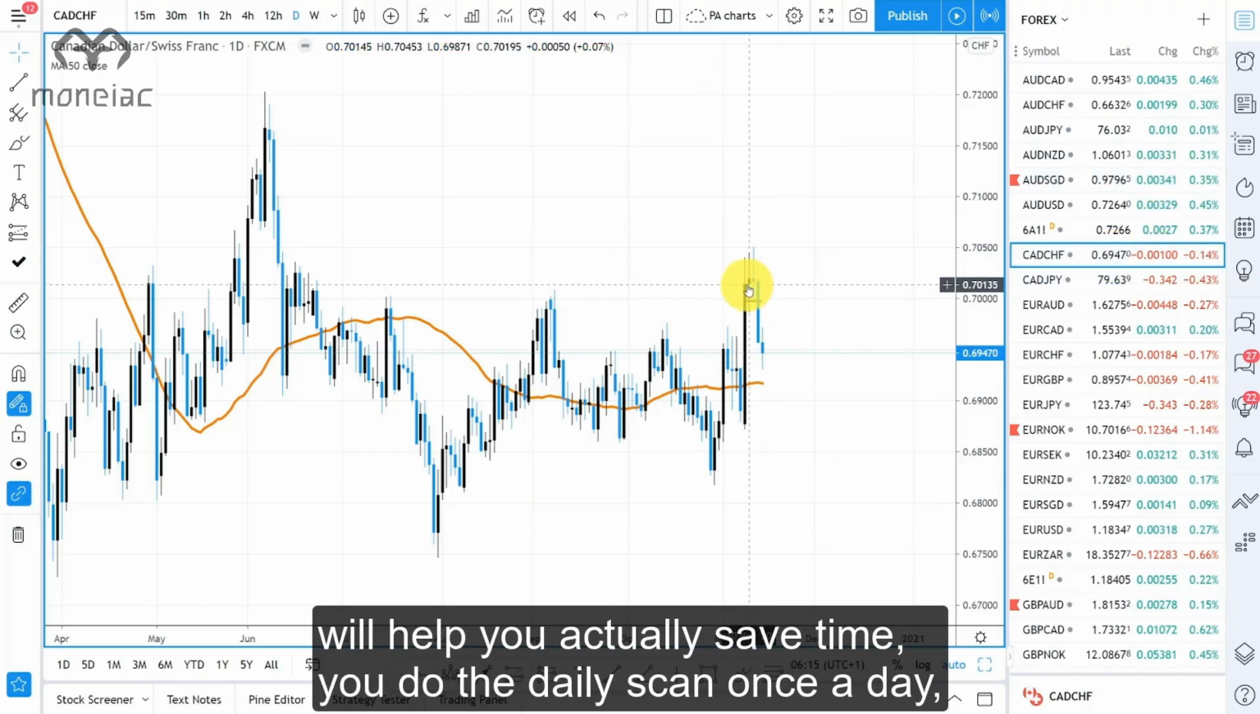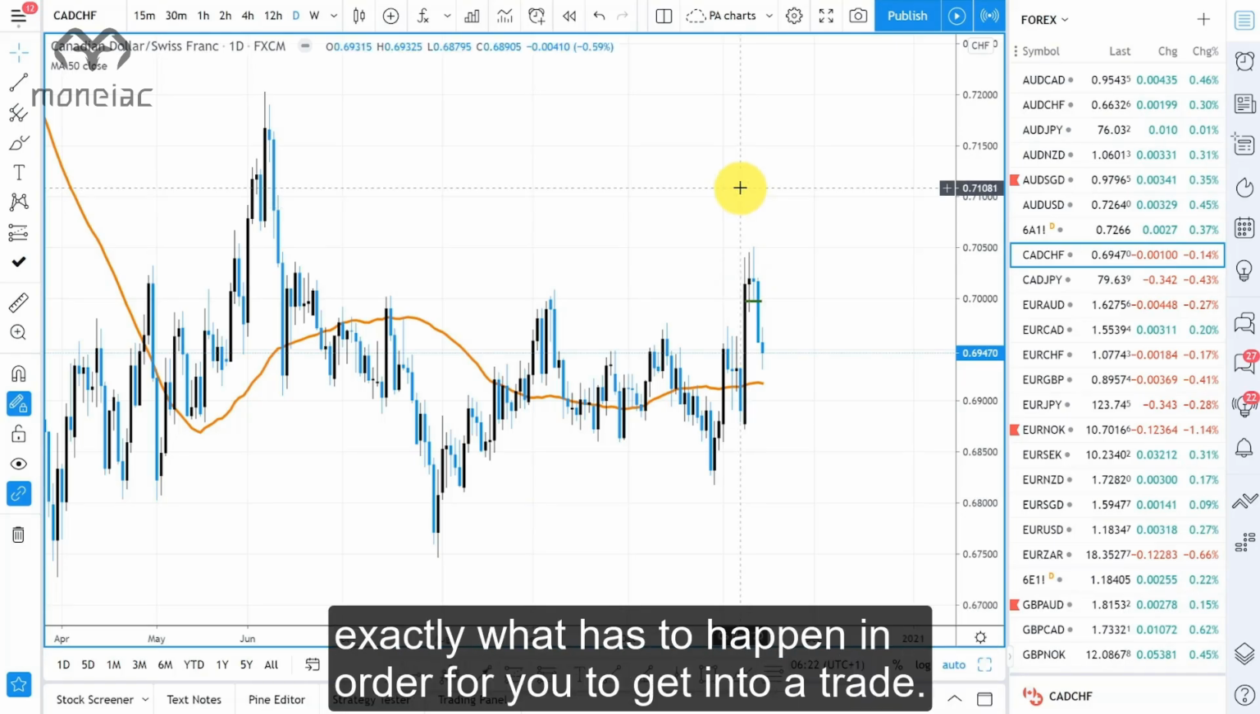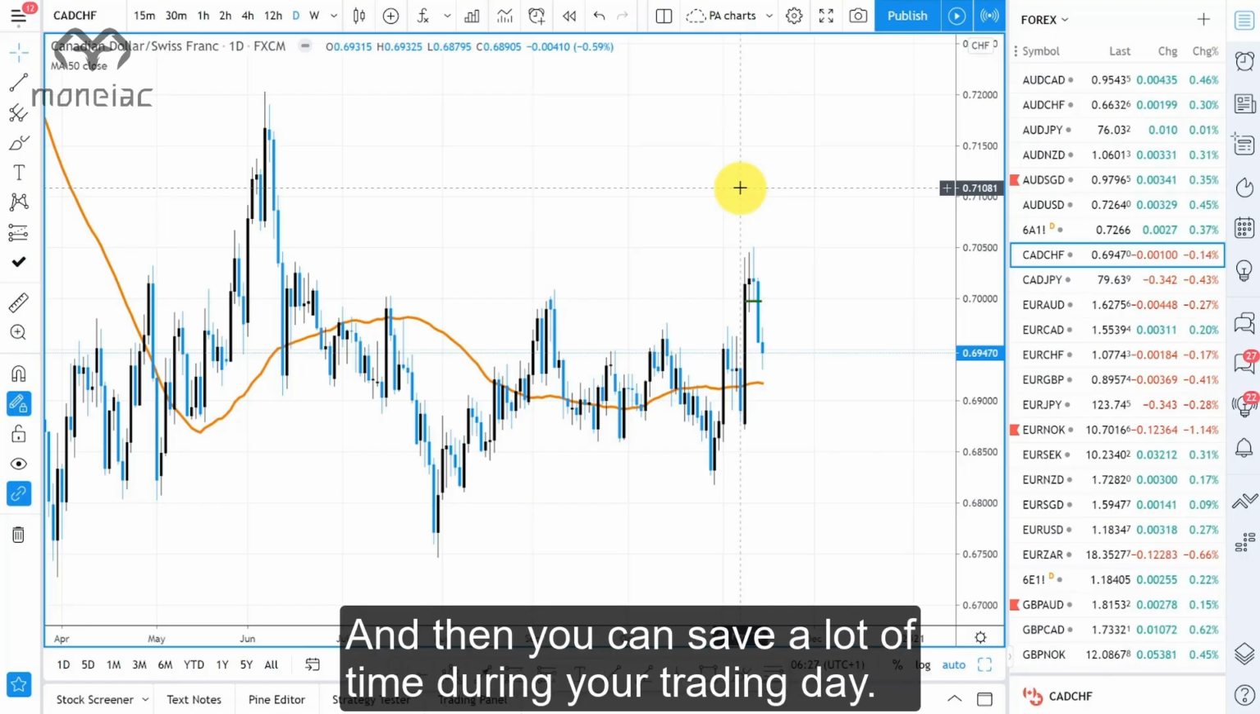You do the daily scan once a day, and then you know exactly what you're looking for. And then during the day, you don't need to worry too much. You know exactly what has to happen in order for you to get into a trade. And then you can save a lot of time during your trading day.